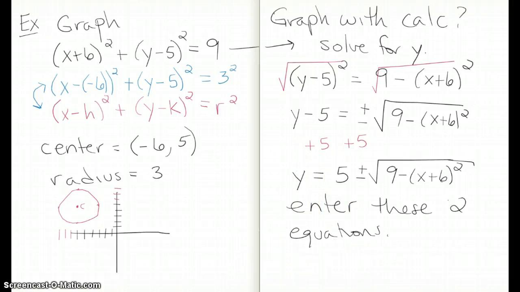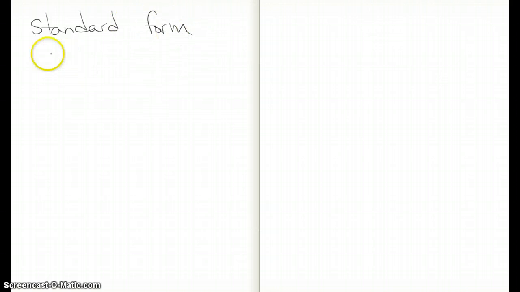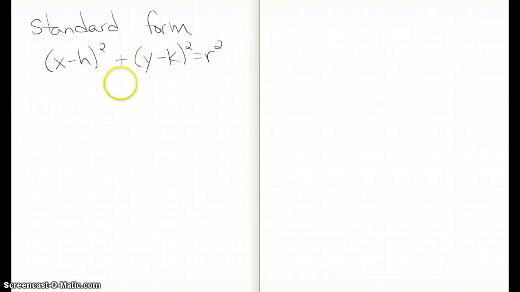Okay, so one last thing we can talk about for this section is that there's an alternative form for the equation of a circle. For right now we have the standard form. The standard form, remember, is this (h, k) form: (x − h)² + (y − k)² = r². That's our standard form.